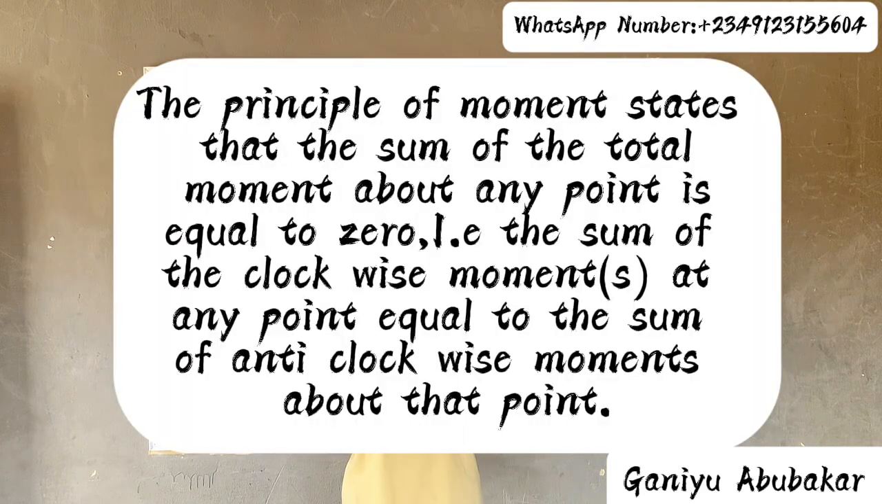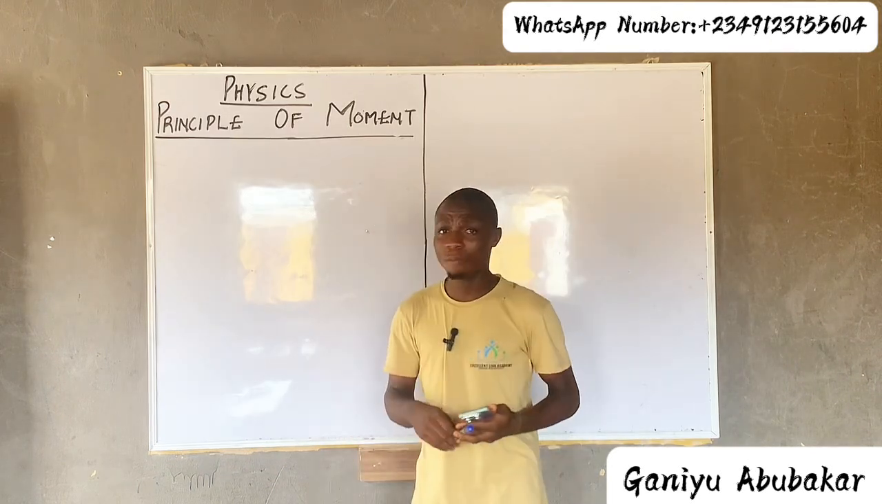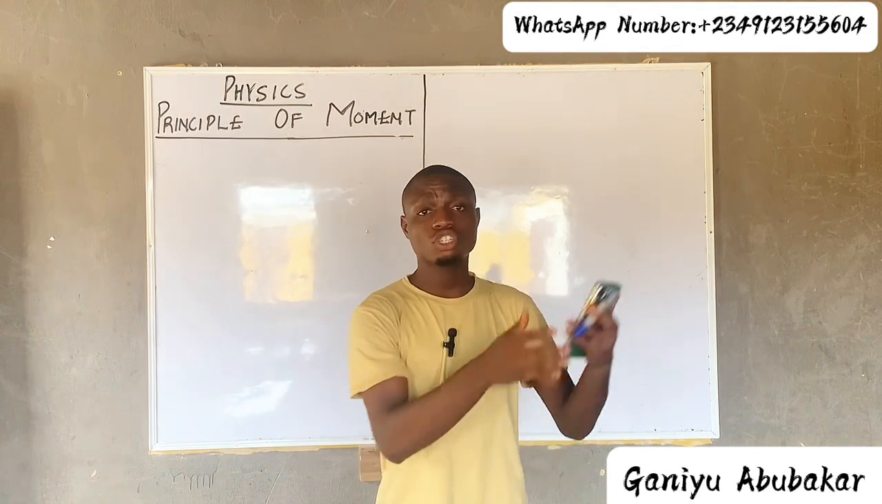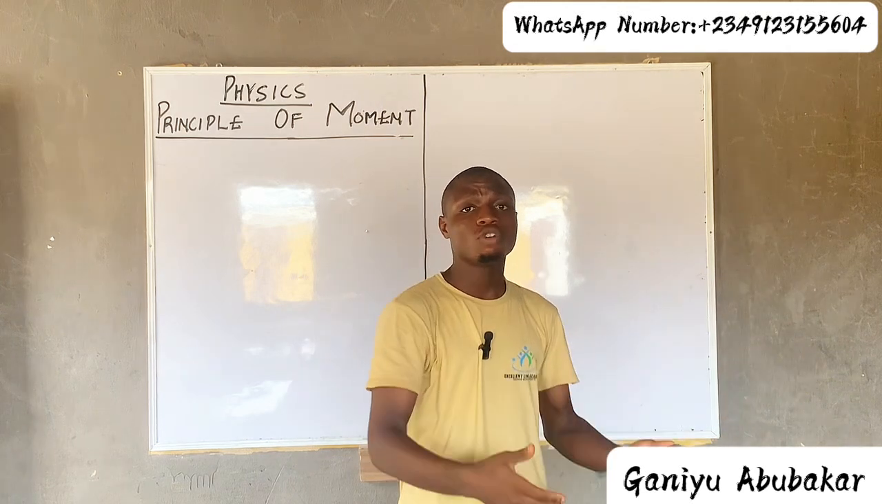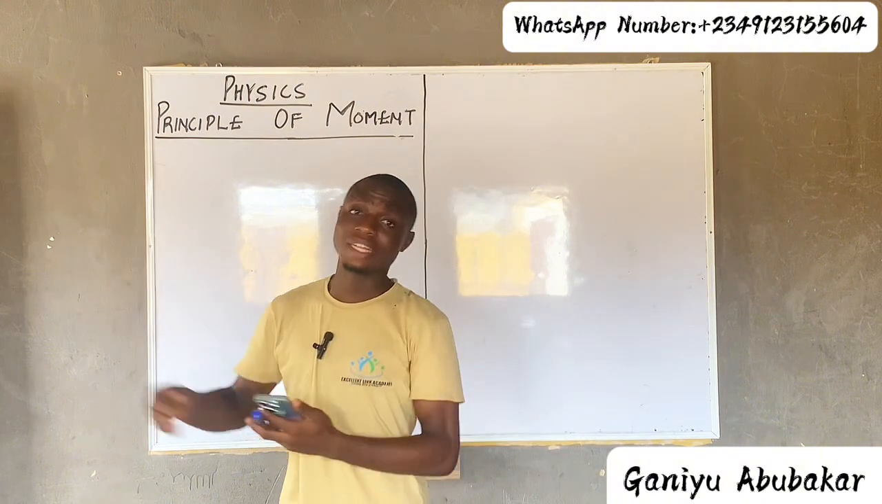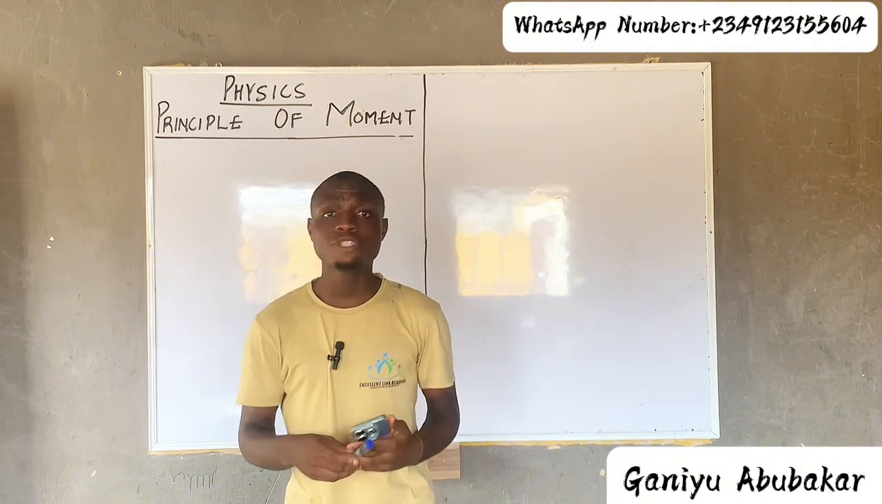Principle of moment states that the sum of the total moment about any point is equal to zero. That is, the sum of clockwise moments at any point equals the sum of anti-clockwise moments about that point. So the key idea behind the principle of moment is that the sum of clockwise moments must be equal to the sum of anti-clockwise moments, by mathematical approach.